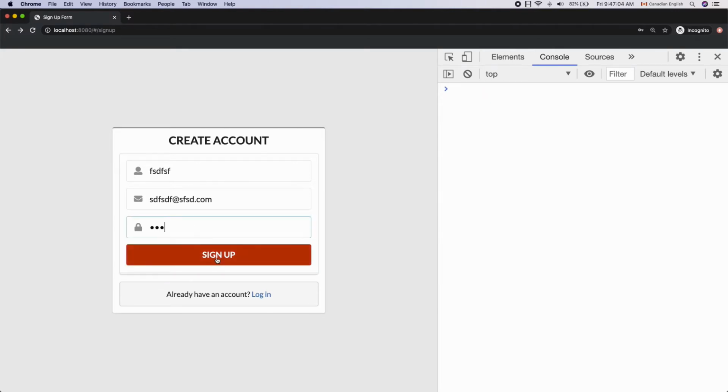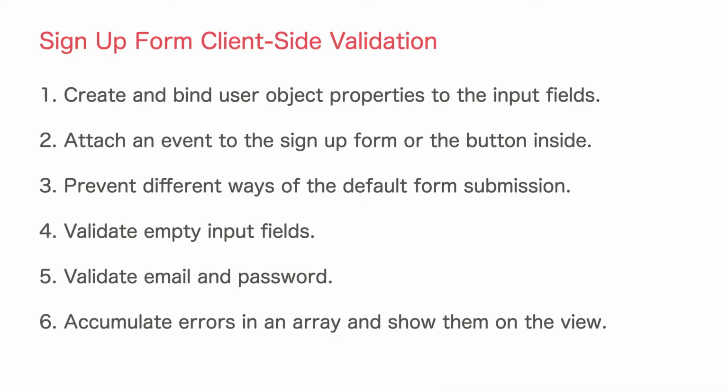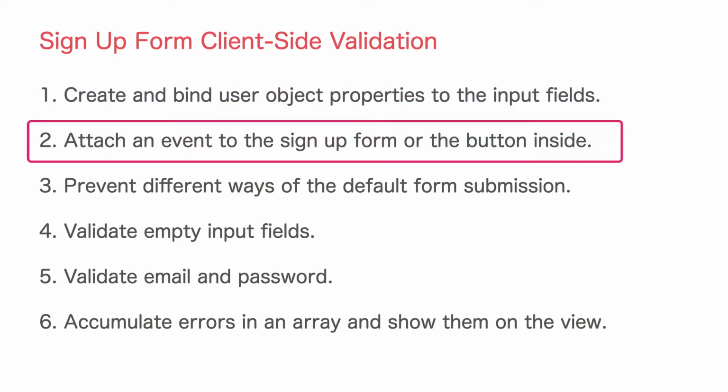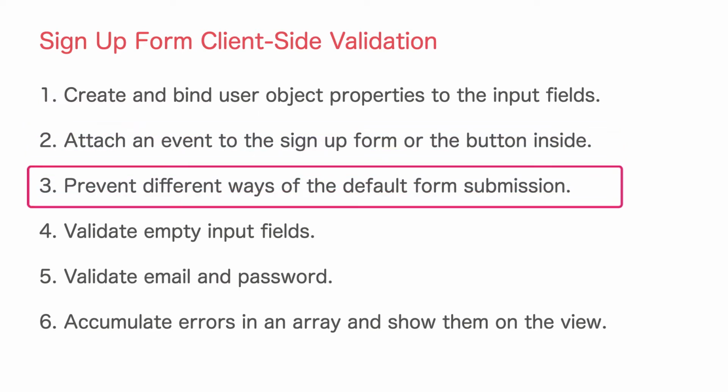Finally, I'm going to restrict the length of the password to be at least 8 characters. In that process, I'll be showing you how to create and bind user object properties to the input fields. Then I'll be showing you how to attach an event to the form or a button inside. After that, I'll be showing you different ways of preventing the default form submission.